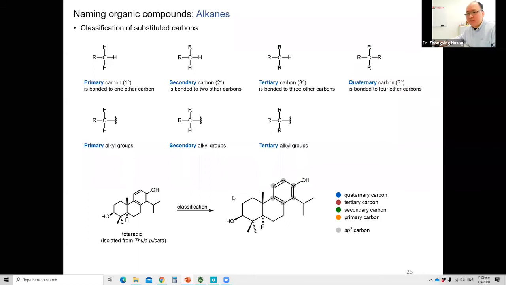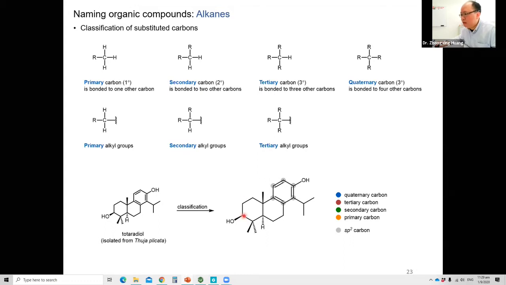And a little practice here. You can see this structure is a tetradiol, isolated from a tree. This benzene has sp2 carbons, so we don't need to classify them right now. For the rest, you have to decide which is quaternary, tertiary, secondary, or primary. Let's go one by one. This one is connected to 1 O, 1 hydrogen, 2 carbons.